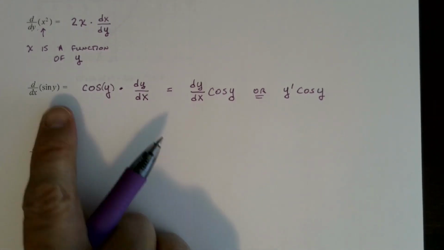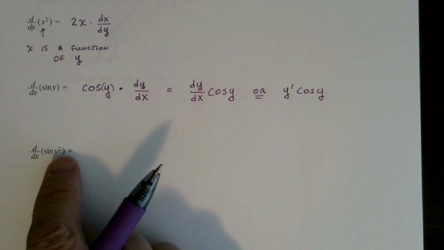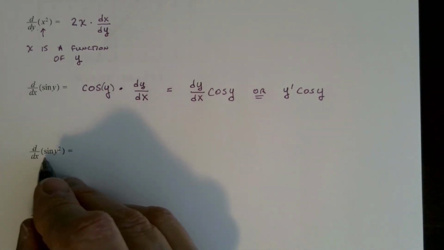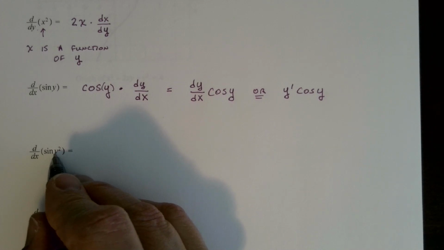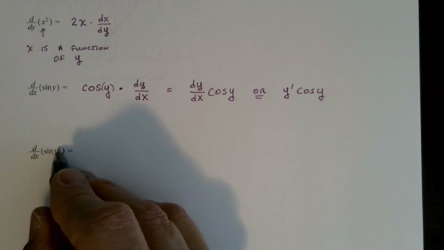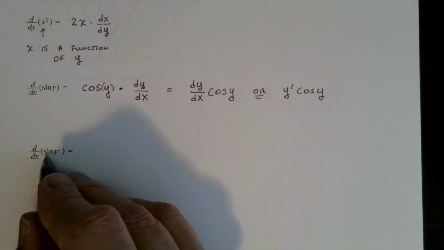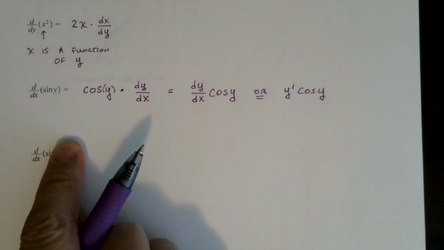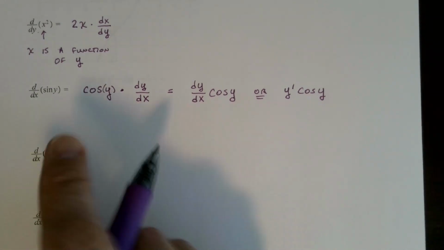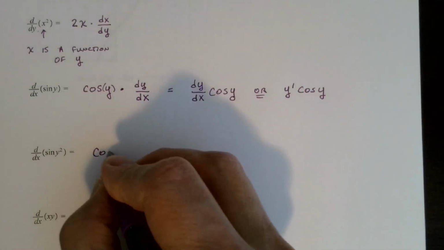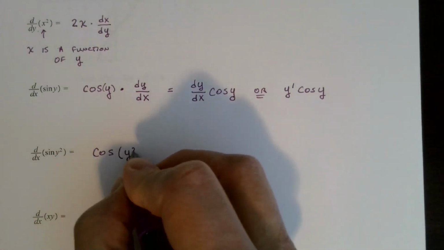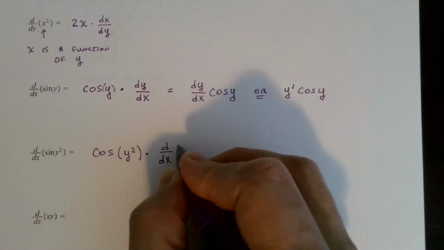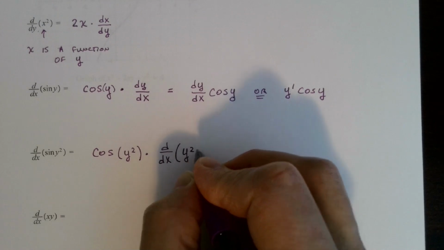This one looks very similar to what we just did, except it's sine of y squared. So if you think about it, we actually have the composition of three functions. y is the innermost function. I then square that, and then I plug that into the sine function. So I actually have to use the chain rule twice. The outer function is sine. What's the derivative of sine? It's cosine, evaluated at the inner function, which is y squared, times the derivative with respect to x of the inner function. Right, there's the chain rule.